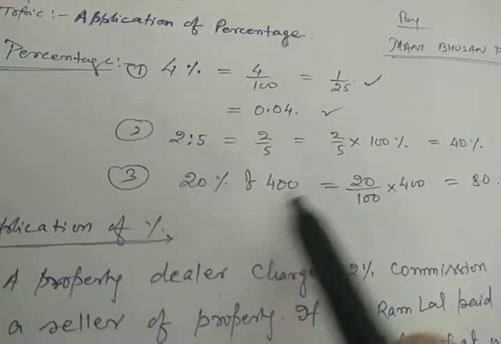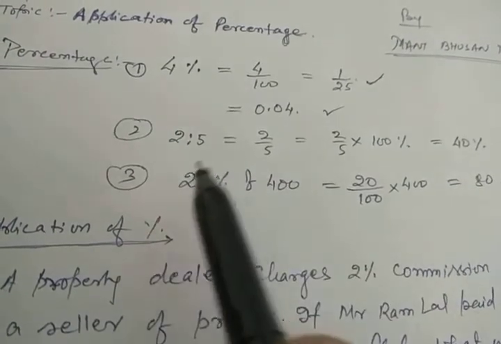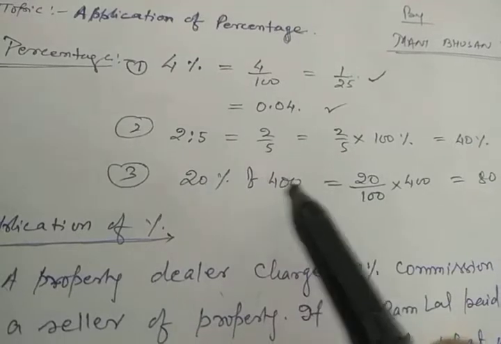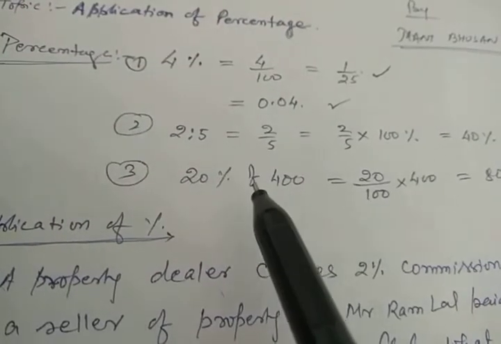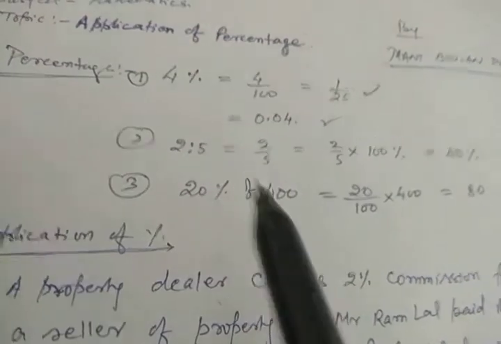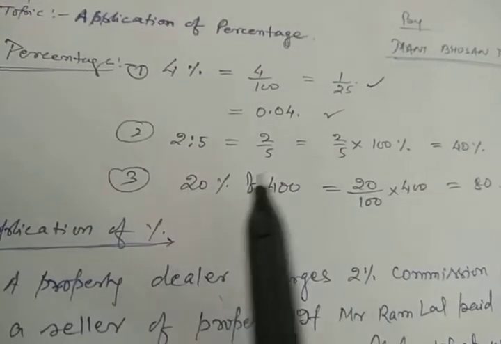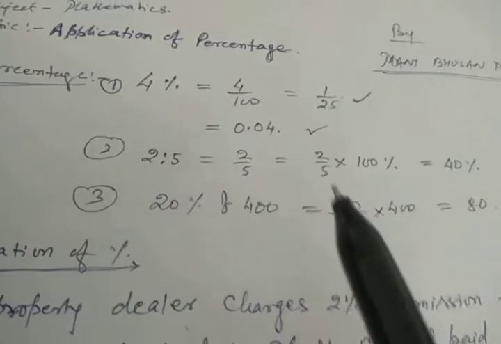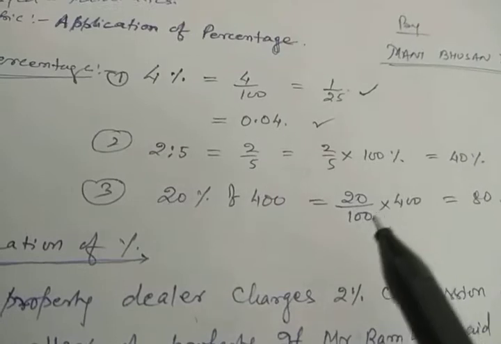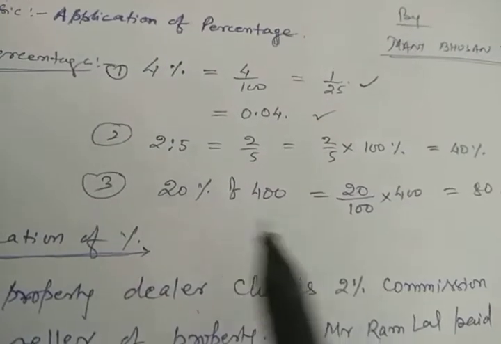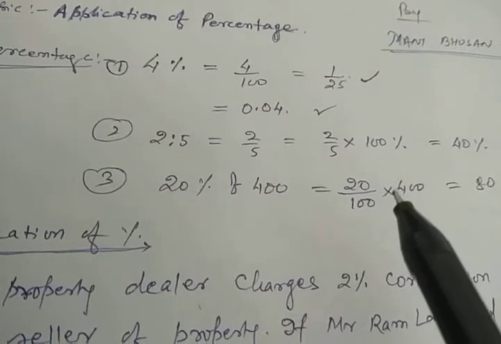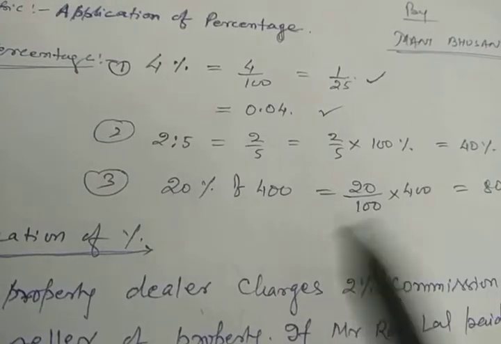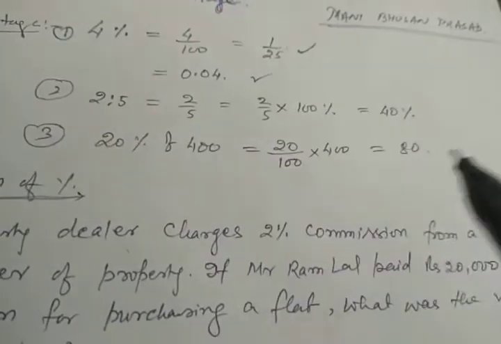Or how do you calculate the percentage? Just see, 20% of 400. Percentage is always followed by of. So 20% of 400 means 20 by 100 into, where of changes into the multiplication sign, and now 400. And now simplify, you get your result 80.